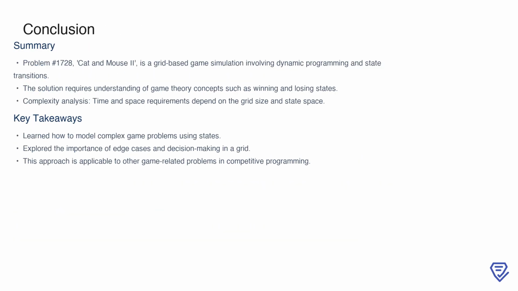Great job making it to the end. In this walkthrough, we tackled LeetCode problem number 1728, Cat and Mouse 2, and explored how to solve it step by step. We covered grid-based game simulations, state modeling, and key takeaways for applying this approach to other problems.